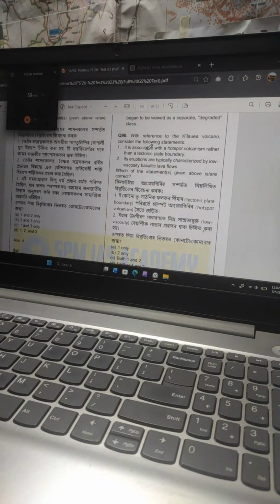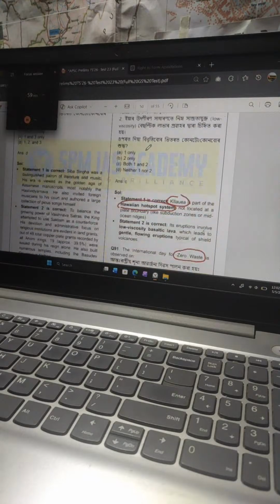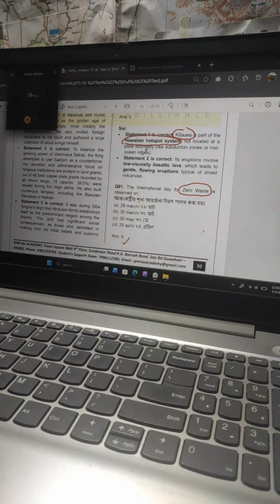Statement 2: its eruptions are typically characterized by low viscosity basaltic lava. Okay, it is basaltic lava. What is basaltic lava? It has low viscosity, which leads to gentle flowing eruptions, typical of shield volcanoes.